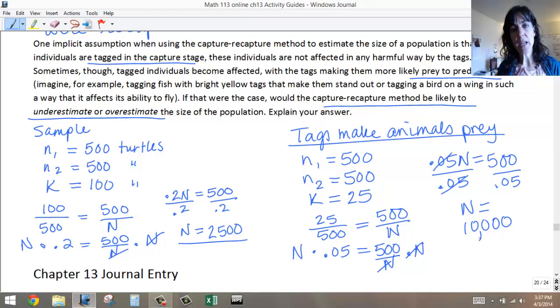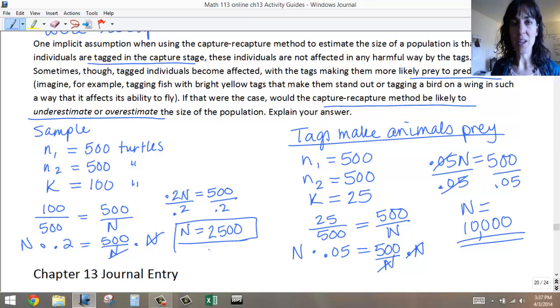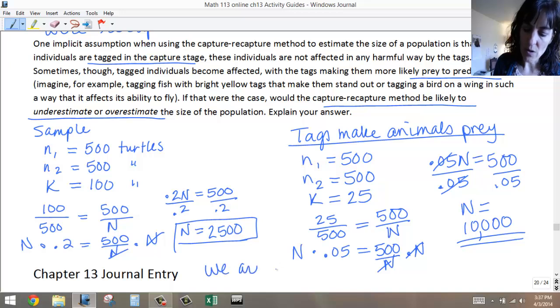So if our tagged animals are more likely to be killed by their predators, then we are more likely to overestimate. Do you see how that happens? If nothing's happening to our tagged animals, then we think we should have 2,500 animals. But if our tagged animals are being preyed upon, there aren't as many of them for us to collect, then we would be overestimating. So we are likely to overestimate.